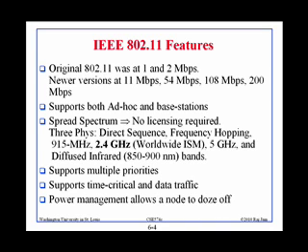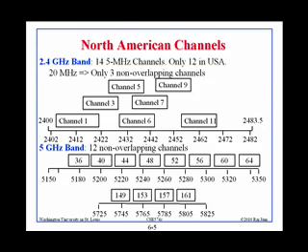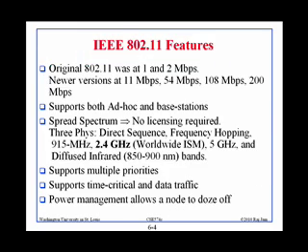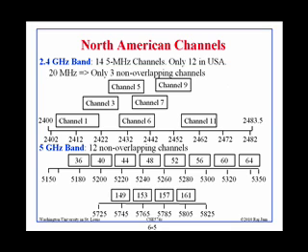All right. So now we look at the channels. So there are two bands which are used, 2.4 gigahertz and 5 gigahertz. 2.4 gigahertz has 12 channels.